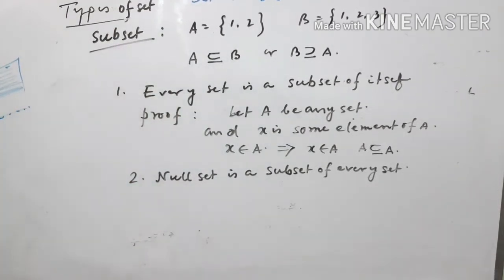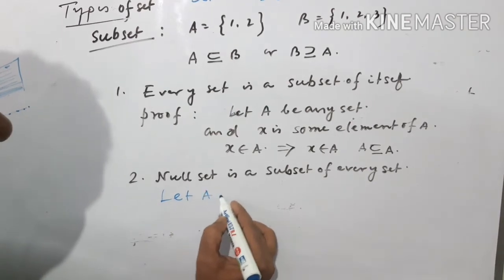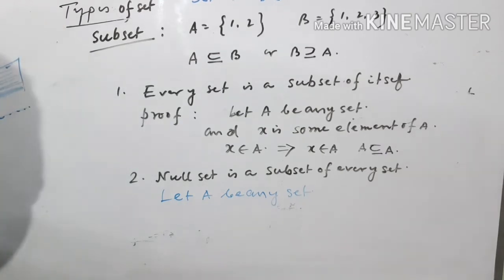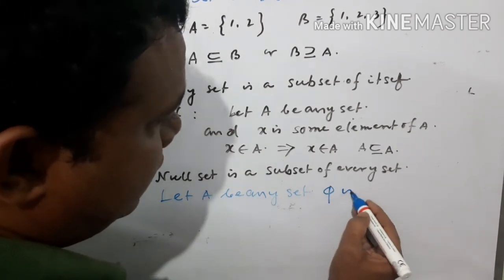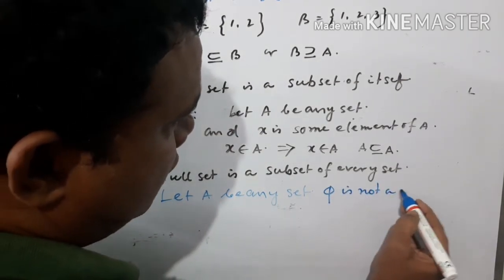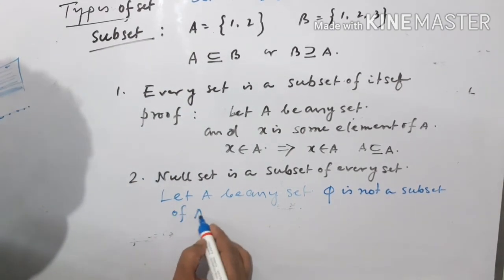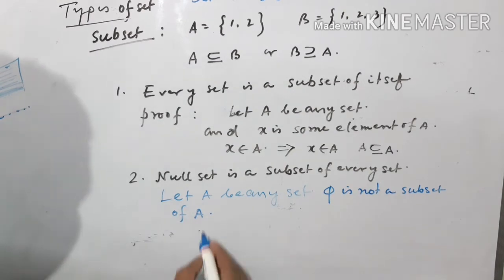So to prove this one, let us take any set A. Let A be any set, and we start with the opposite. Let A be any set, and phi is not a subset of A. Clear?